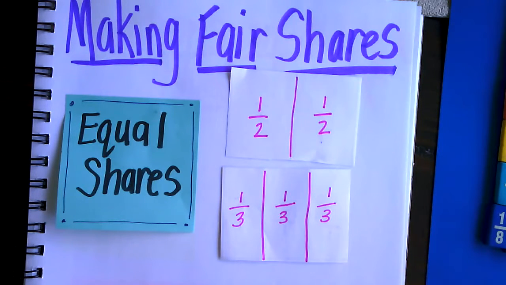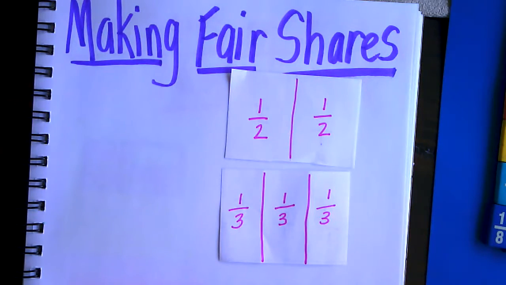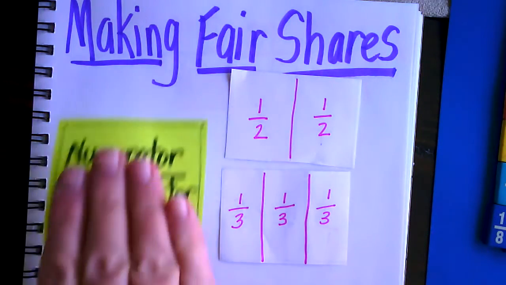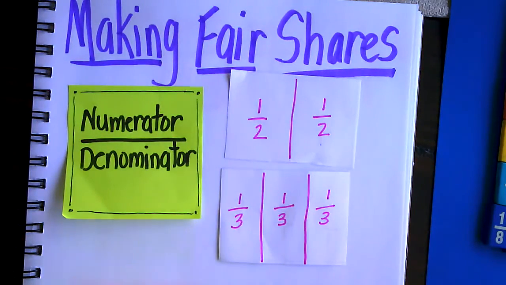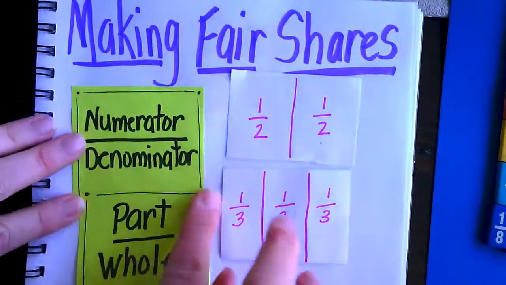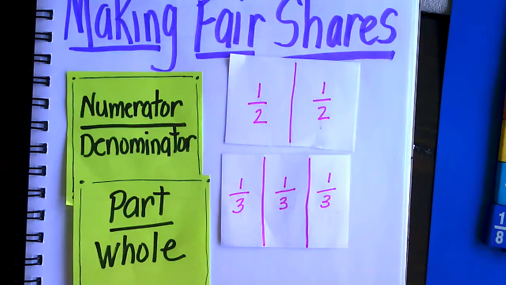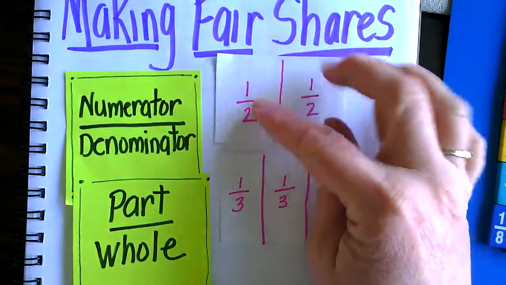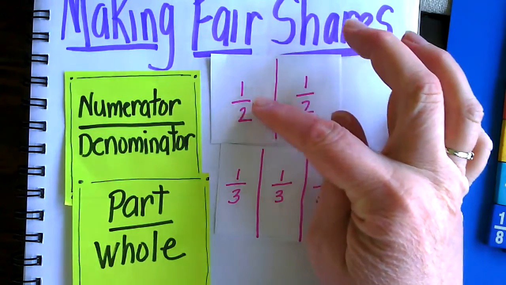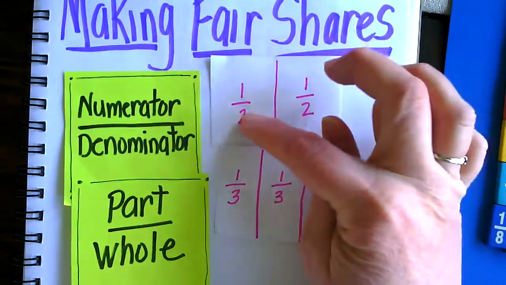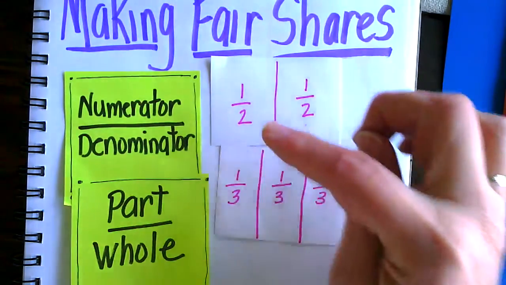Next, we learned some new vocabulary. We learned the word numerator and the word denominator. And we agreed that the numerator stood for the part and the denominator represented the whole. So in this example, the part of the brownie pan that I had is 1, so the numerator is 1, and the denominator is 2. The whole pan is 2 parts. That's what the 2 represents.